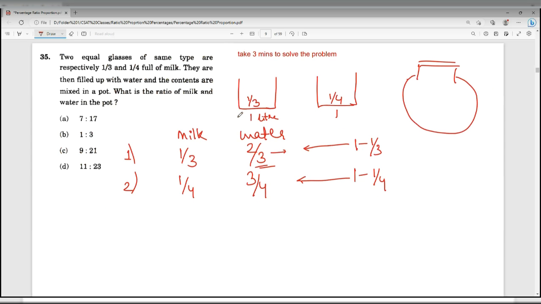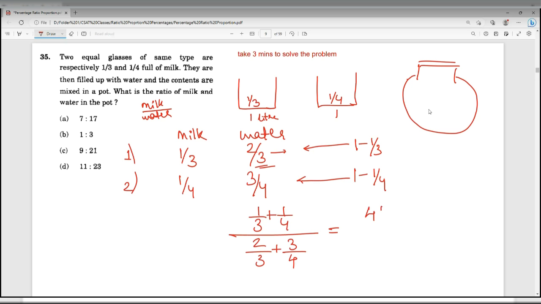Since we know the individual contents, these two glasses are then filled here. They're asking the ratio as milk upon water. So the total milk was 1/3 plus 1/4, and the total water was 2/3 plus 3/4. This is what they have asked: what is the ratio of milk and water in the pot? Milk is 1/3 liters and 1/4 liters that we are adding, and water was 2/3 liters and 3/4 liters. And then you have to calculate this.